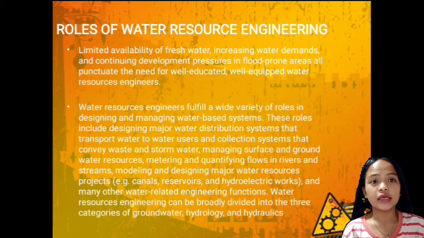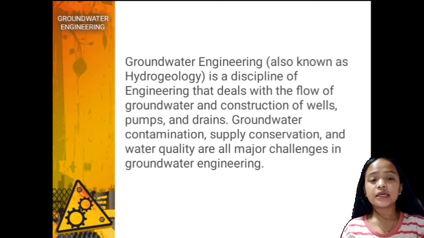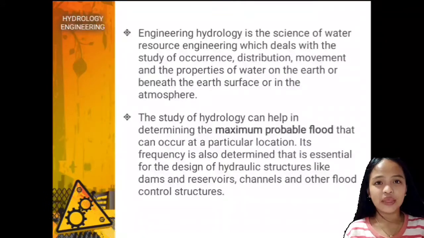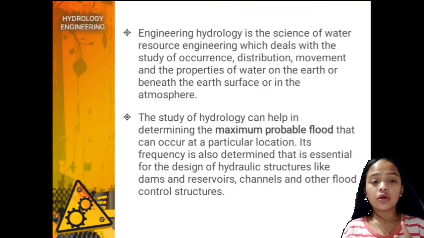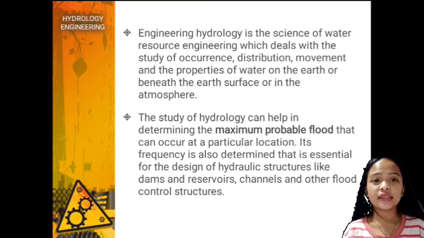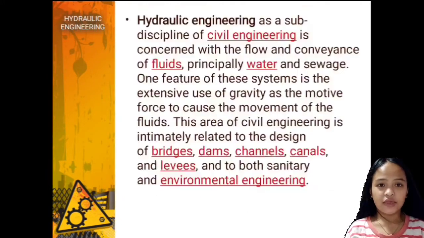Water resources engineering can be broadly divided into three categories. First is groundwater engineering. Groundwater engineering focuses on modeling and managing subsurface water and designing extraction systems. The second one is hydrology. Hydrology is primarily associated with watershed and river modeling and understanding interaction between the atmosphere, surface, and the subsurface.